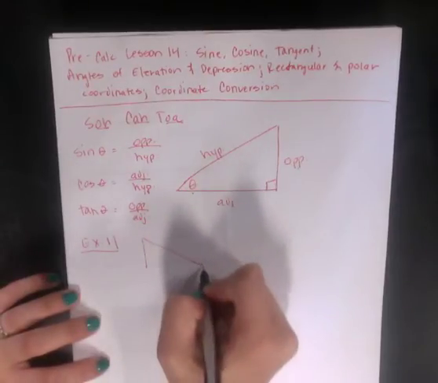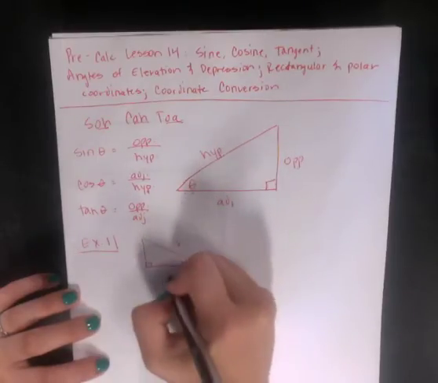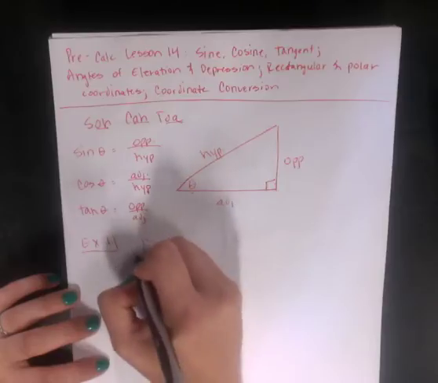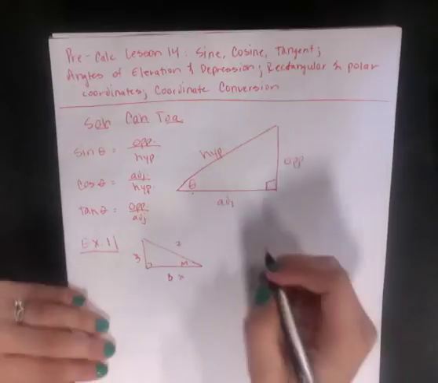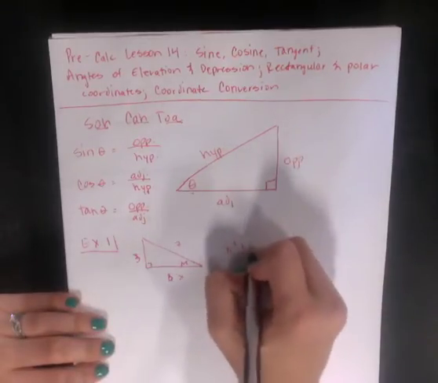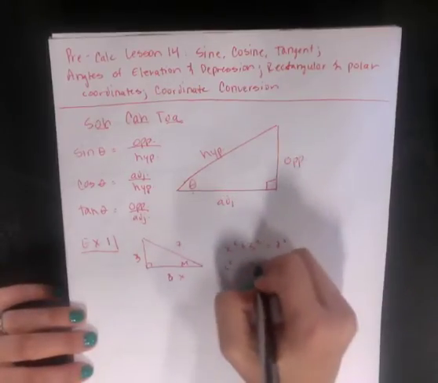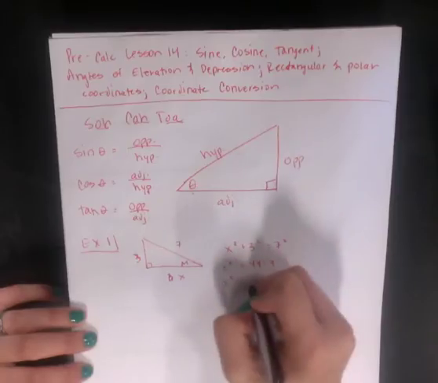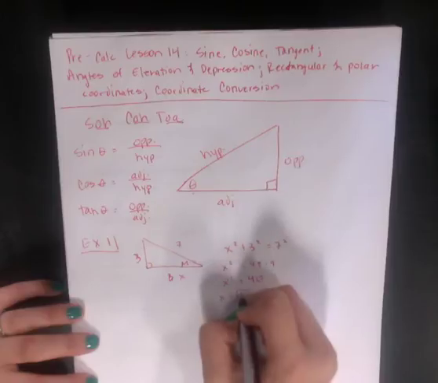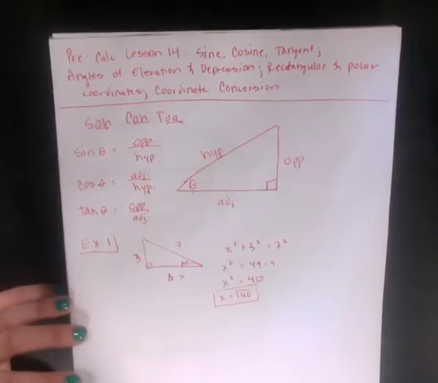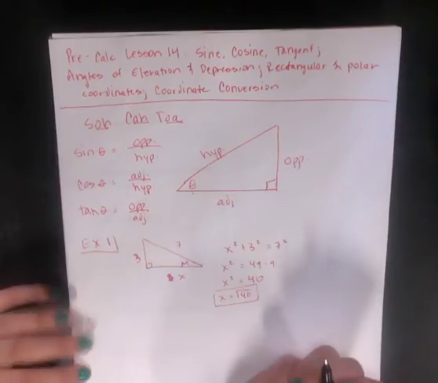In this example, if I want to find this angle M and X, this is 3, this is X, okay? I can first find X by using the Pythagorean theorem. X squared plus 3 squared is 7 squared. So X squared is 49 minus 9. X squared is 40, and so X is the square root of 40. Okay, now I'm going to use 3 and 7, not what I just found for X, to find M.